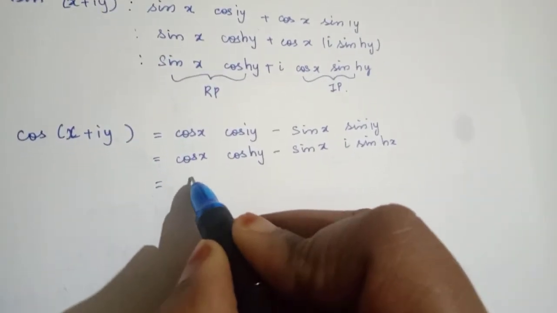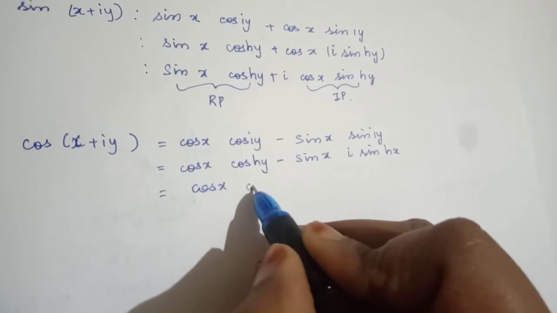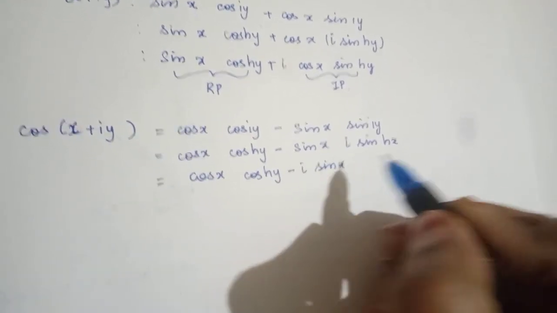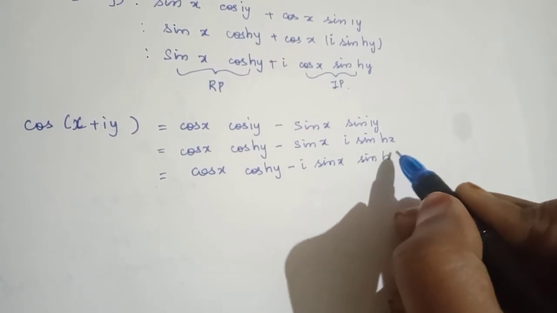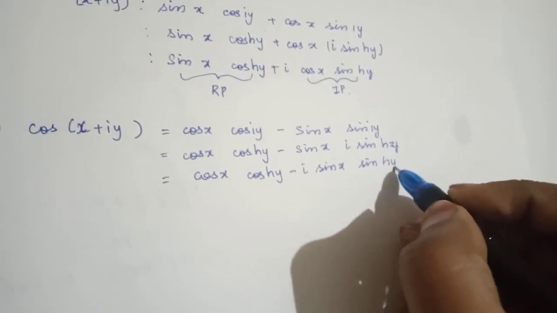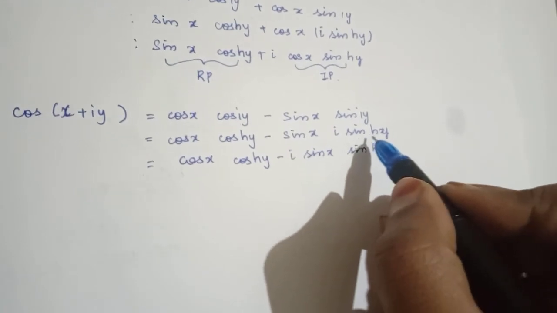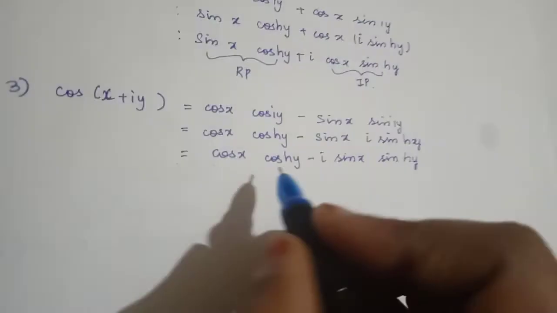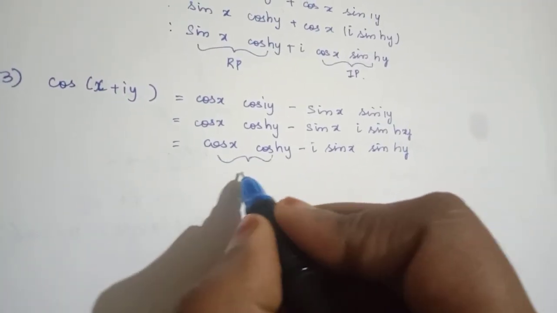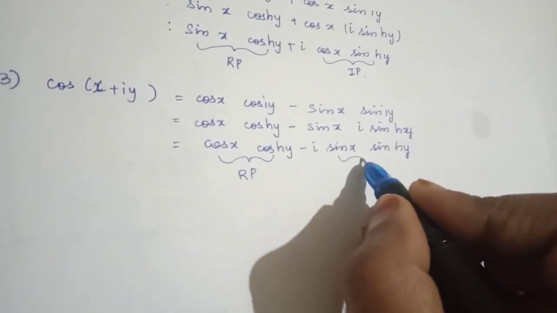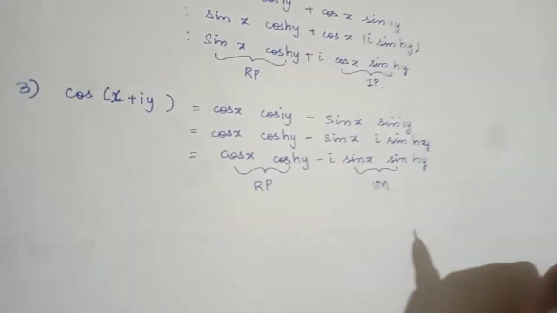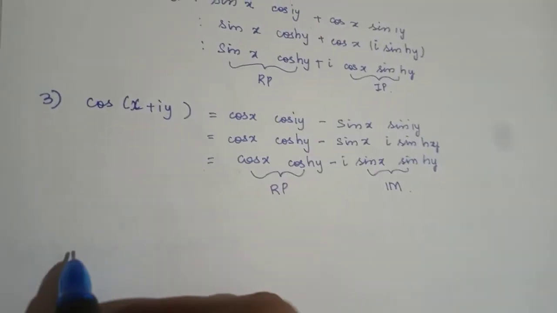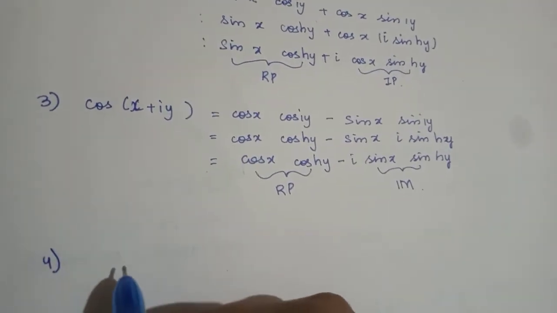So simplifying it further, we get cos x cosh y minus i sin x sinh y. So this will be your real part, this will be your imaginary part. As a bonus problem, I'll be solving another problem where you get a hyperbolic question.